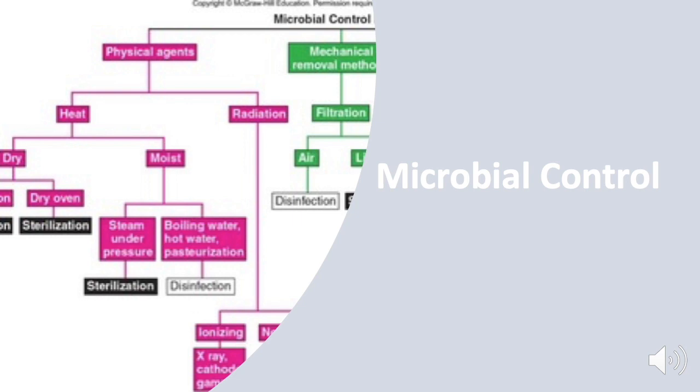The chapter we are reviewing today is chapter 5, and it's on microbial control. We spent the last two lectures talking about how bacteria grow and what we can do to promote their growth, different things that they need in order to grow. So now we're going to talk a little bit about how to control them.